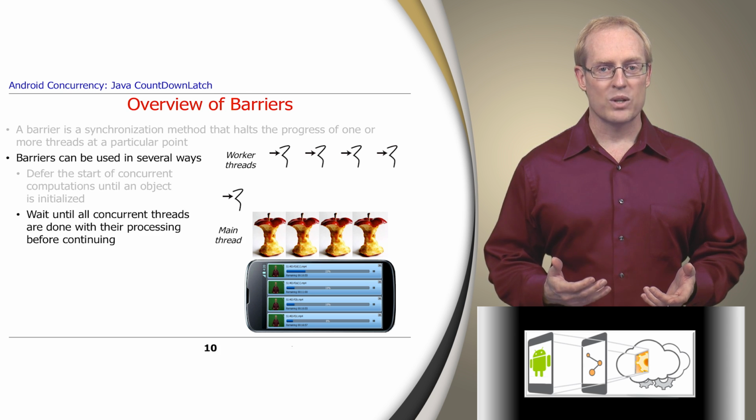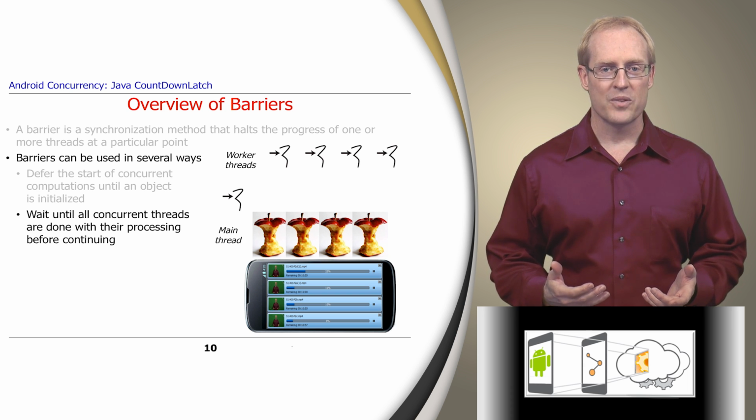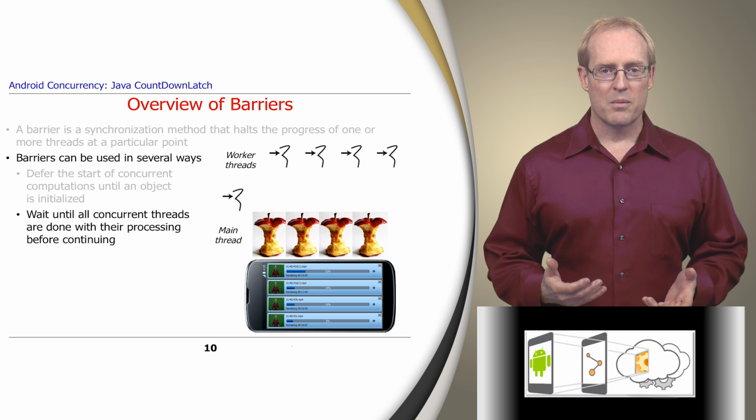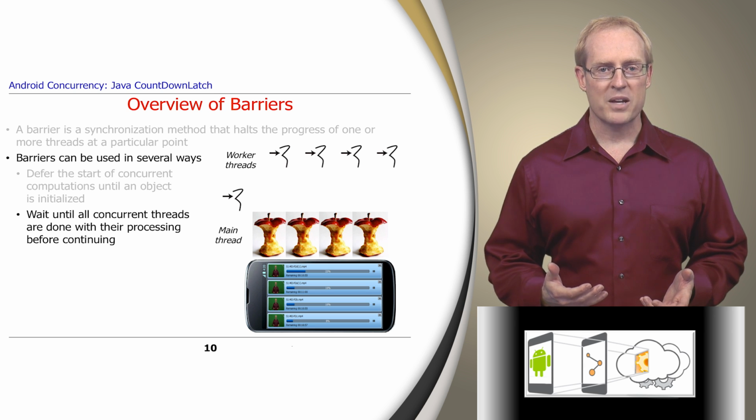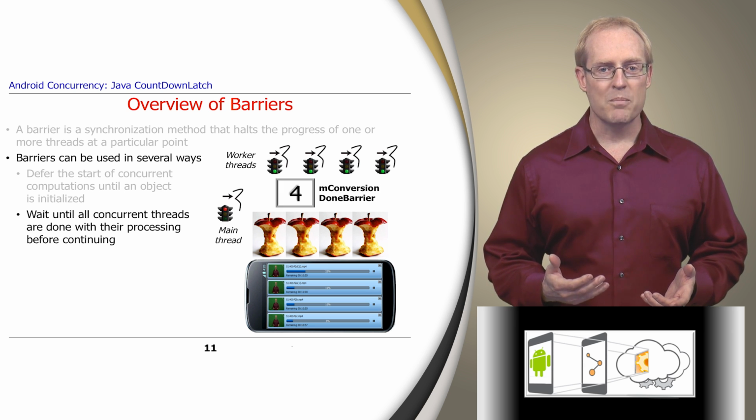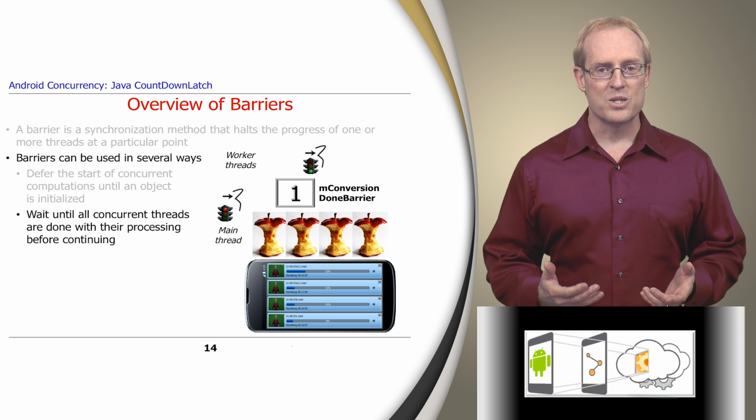Another common use is to allow one thread to wait until a group of other concurrent threads are done with their processing before it can continue. For example, the main thread in our video format conversion application can use a conversion done barrier created with a count of 4 to wait until all the threads finish their conversions before continuing with its other work. As each thread finishes, the barrier count is decremented by 1. When the count reaches 0, the main thread can continue.